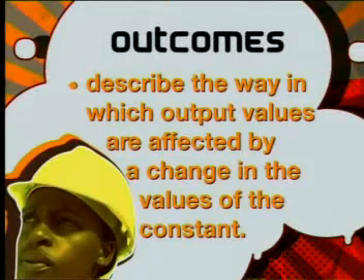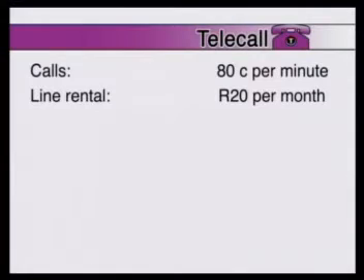By the end of this lesson, you should be able to describe the way in which output values are affected by a change in the values of the constant. To start with, we're going to refer back to the example from lesson 1. The charge for calls is 80 cents per minute, and the line rental is 20 Rand per month. Do you still remember the formula we set up?